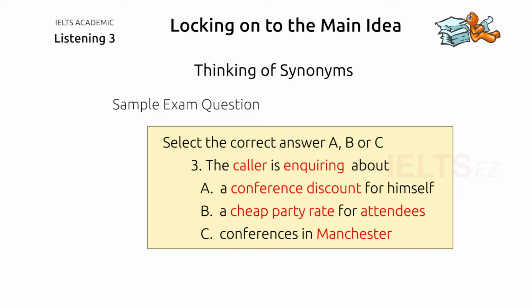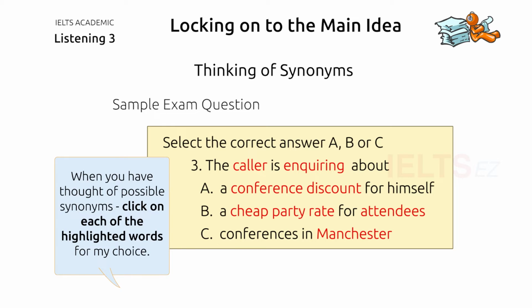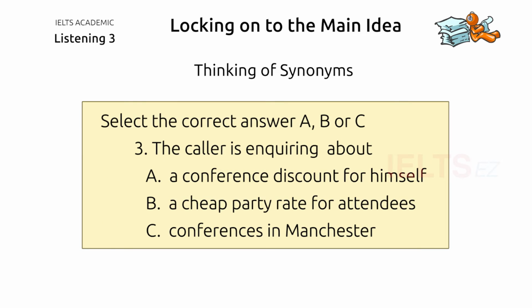Take some time now to think about or even write down some possible synonyms for the key words I just mentioned. Remember, in the test you'll only have a few seconds per question, so this must be done very quickly. I've already selected synonyms for the words on the screen. When you've thought about your choices, click on the highlighted key words to see my suggestions for synonyms. Now that we've located the key words, locked onto the main idea and decided upon some possible synonyms for those key words, we are now ready to listen.